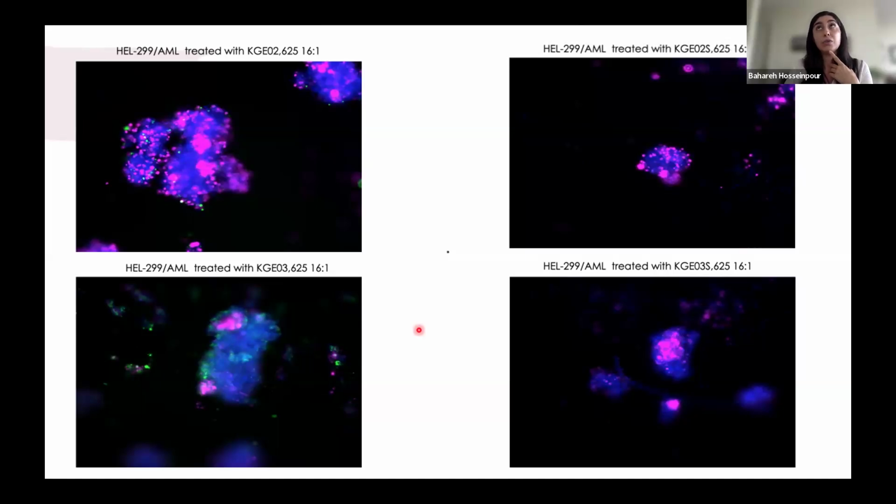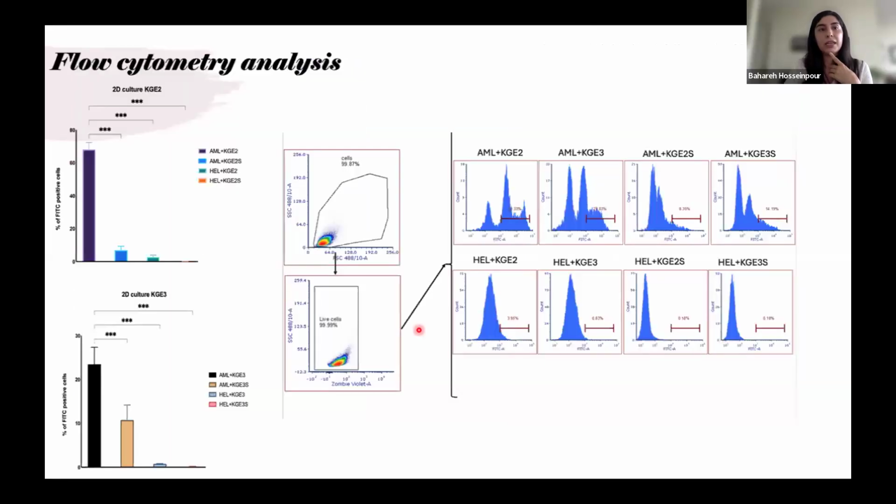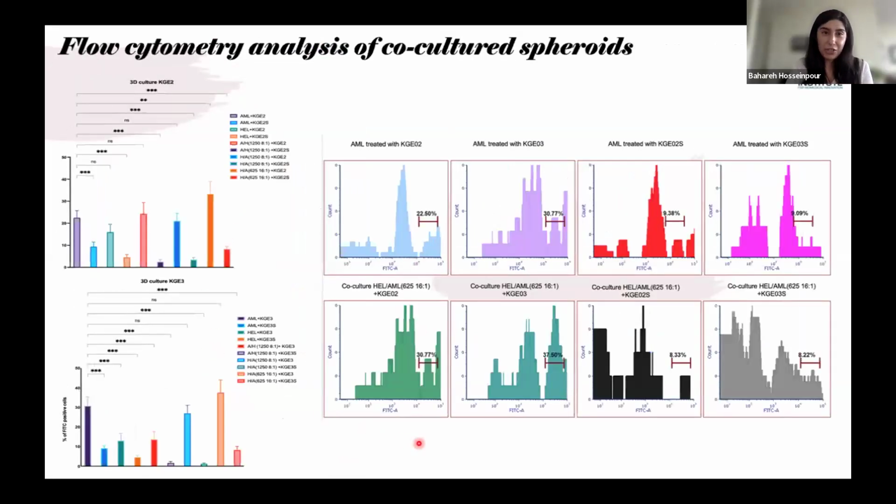And then we decided to do flow cytometry for the spheroid formation that we did. This is the result of the flow cytometry for two-dimension. Once we treated the cells with aptamer 2 and aptamer 3, as you can see, it's very significant compared to HEL cells for both aptamers. And we also did that for the three-dimension spheroid co-culturing system. Here you can see that through the co-culturing system, once the majority of the cells was HEL, we were able to see some intensity, as I showed in the images also.